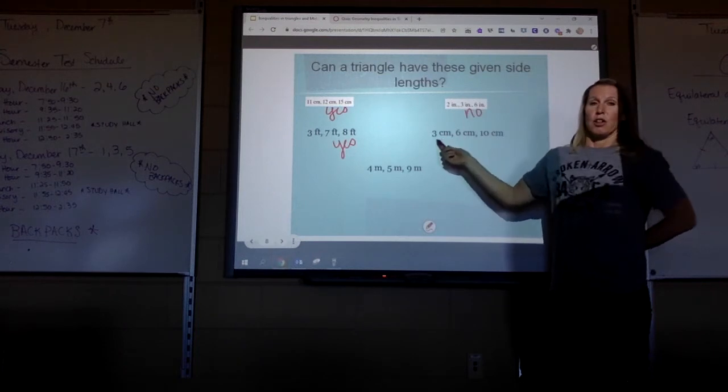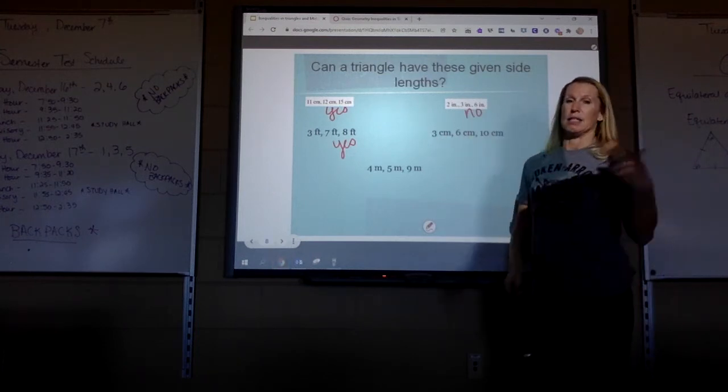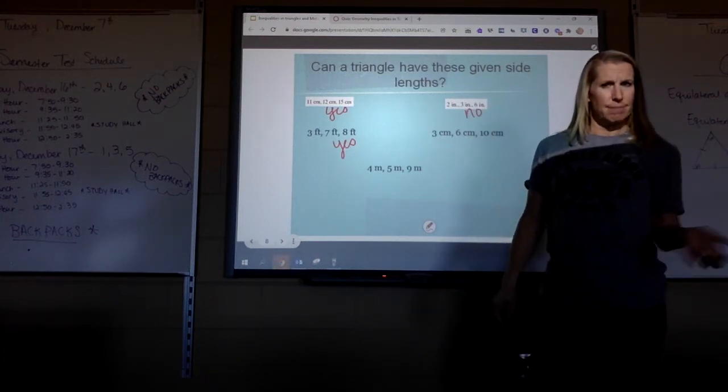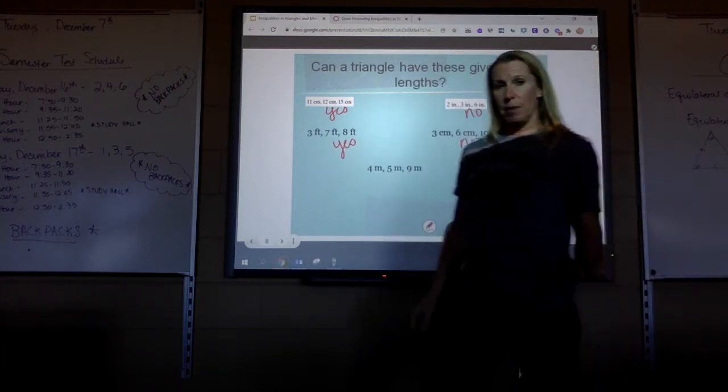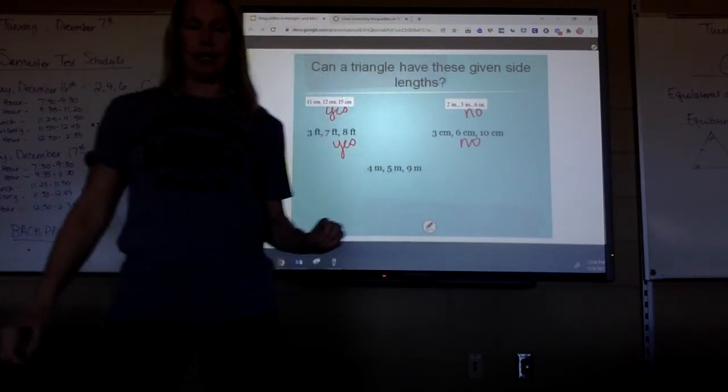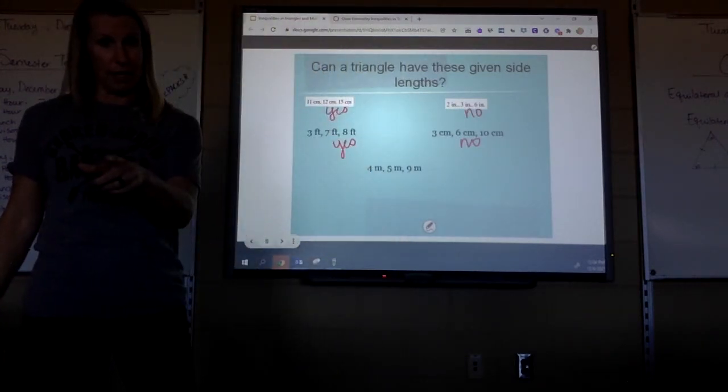My shortest sides are 3 and 6. 3 plus 6 is 9. Is that bigger than 10? No. 4 plus 5, my shortest two sides are 9. Is that bigger than 9? No.